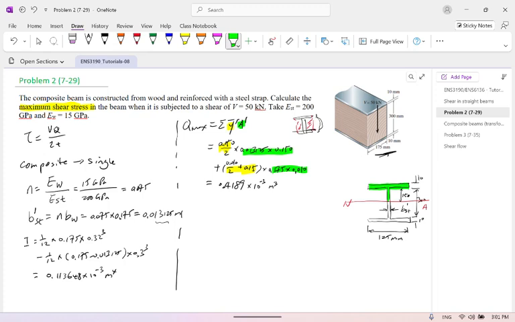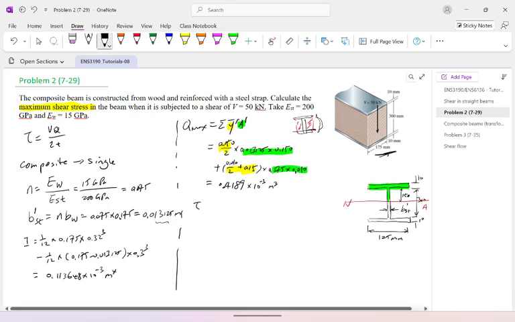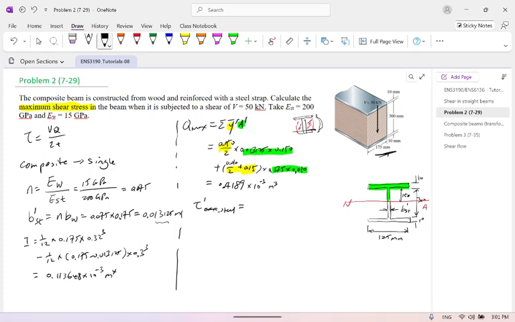So you should work out, okay? This really is from very basic things. So of course, based on this one, we can work on the tau prime max, steel. Okay, remember this is prime, this is not real steel. So VQ max over IT. So that means for the tau max for the wood will be equal to tau prime max steel.